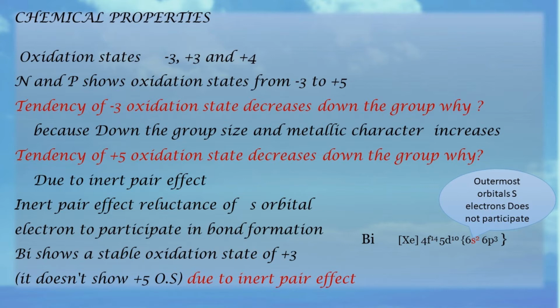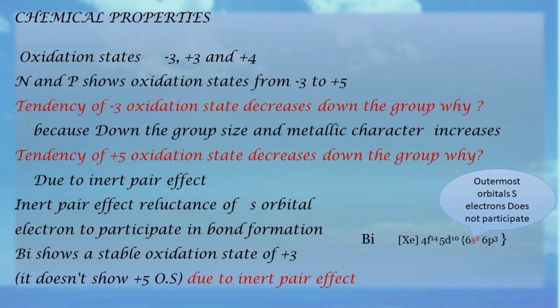The reason for the -3 oxidation state tendency to decrease is because when you come down the group, you know that size of the element increases, metallic character increases, electronegativity decreases. All these go to reduce the tendency of -3 oxidation state, because -3 oxidation state means it has to accept 3 electrons.